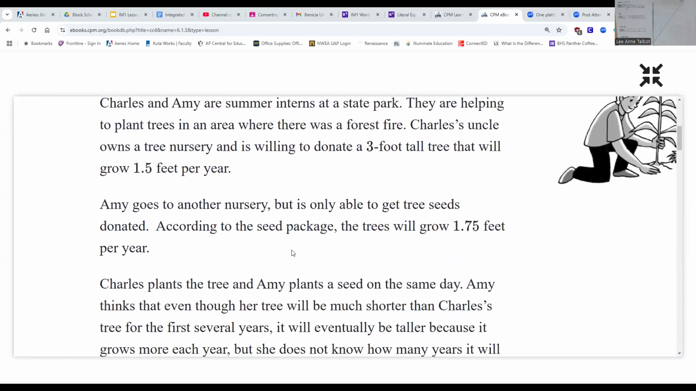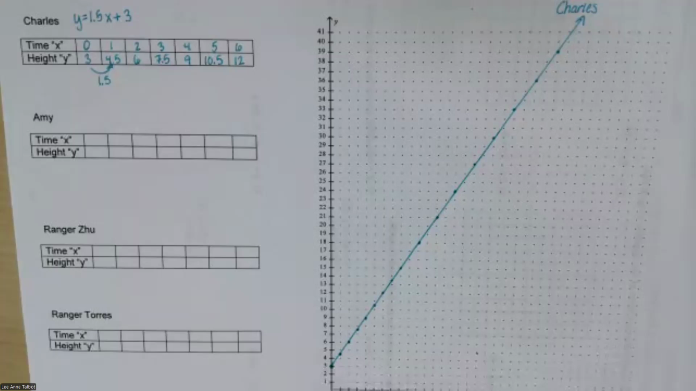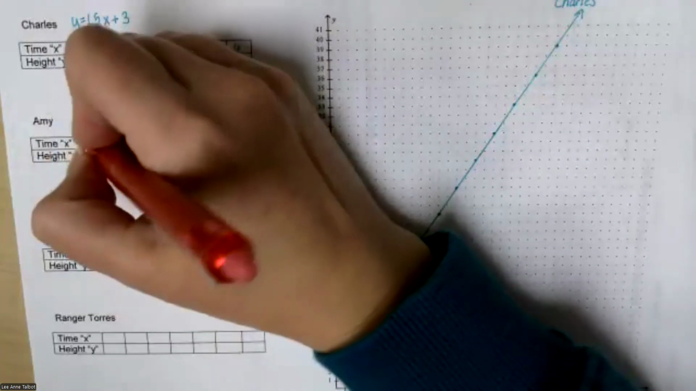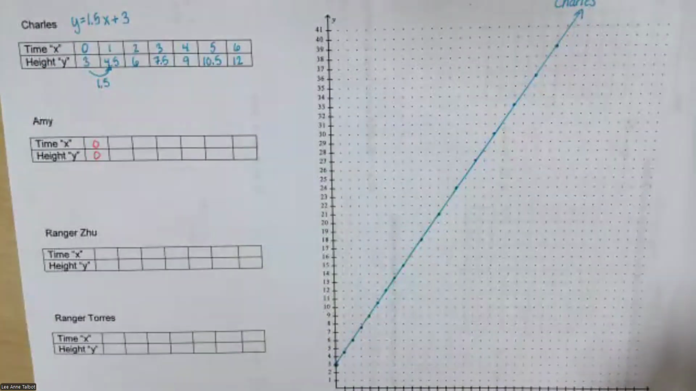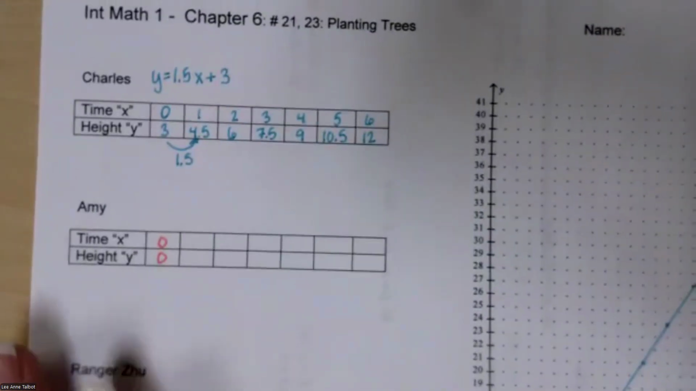Okay, anyway, Amy goes to another nursery but is only able to get tree seeds donated. According to the seed package, the trees will grow 1.75 feet per year. Oh no, I have to add 1.75 repeatedly. Calculator. Okay, anyway, how tall is a seed? Nothing. So it starts out as nothing because it's a seed, little baby seed.